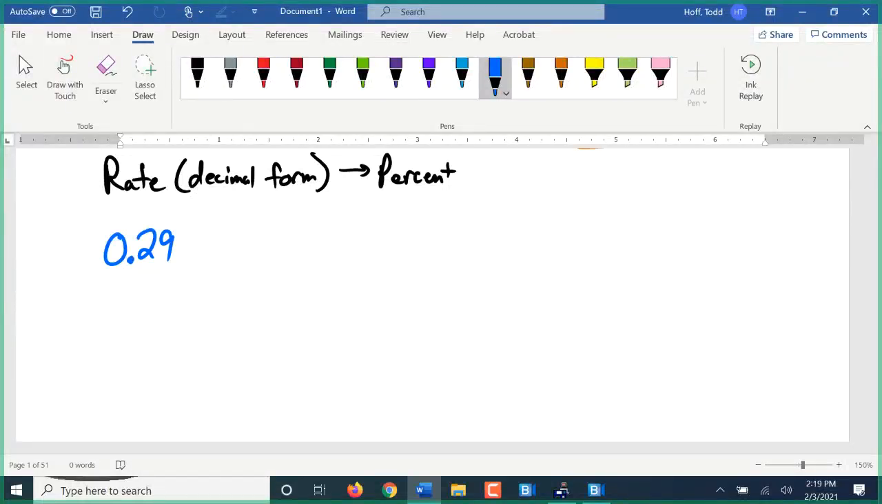Oh, 0.29 is a rate. Remember, that really means 0.29 out of every one. To turn it into a percent, it has to be out of 100. So to do that conversion, to turn the 1 into 100, I have to multiply by 100. So I have to multiply the 0.29 by 100 as well. 0.29 times 100 is 29. That's 29 out of 100, or otherwise known as 29%.